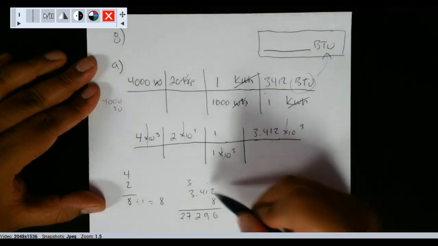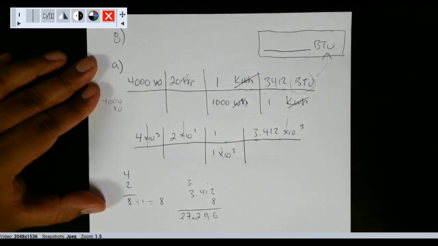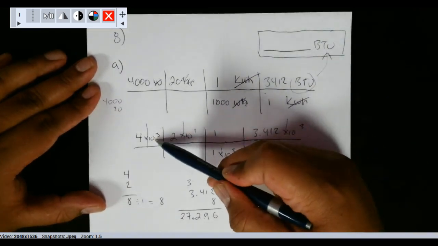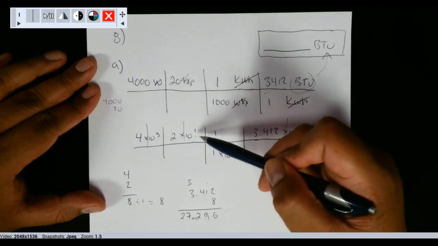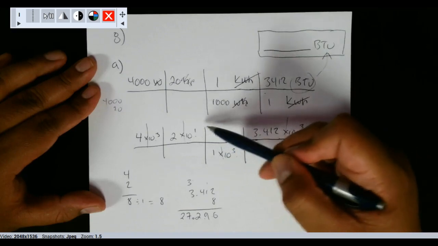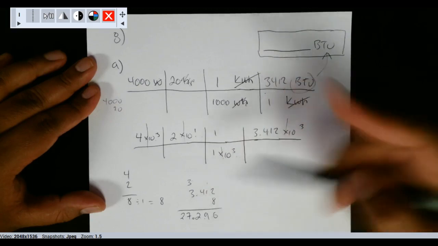Like that, 3 decimals: 1, 2, 3. Okay. Now I take care of my exponents. 3 plus 1, because it's multiplication. That's 10 to the 4th. This is a division problem, so I take 10 to the 4th minus 10 to the 3rd. That's 10 to the 1.